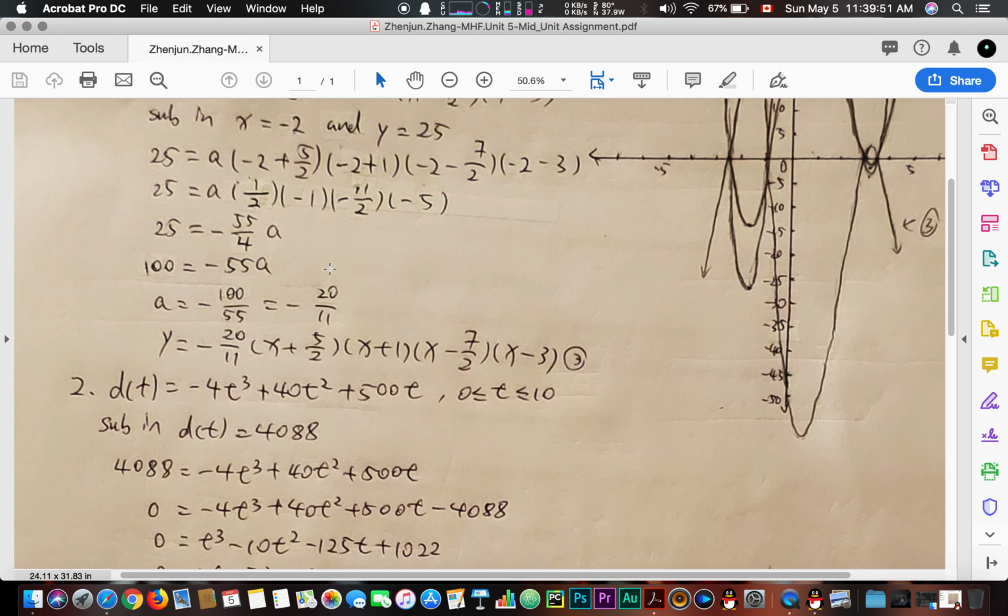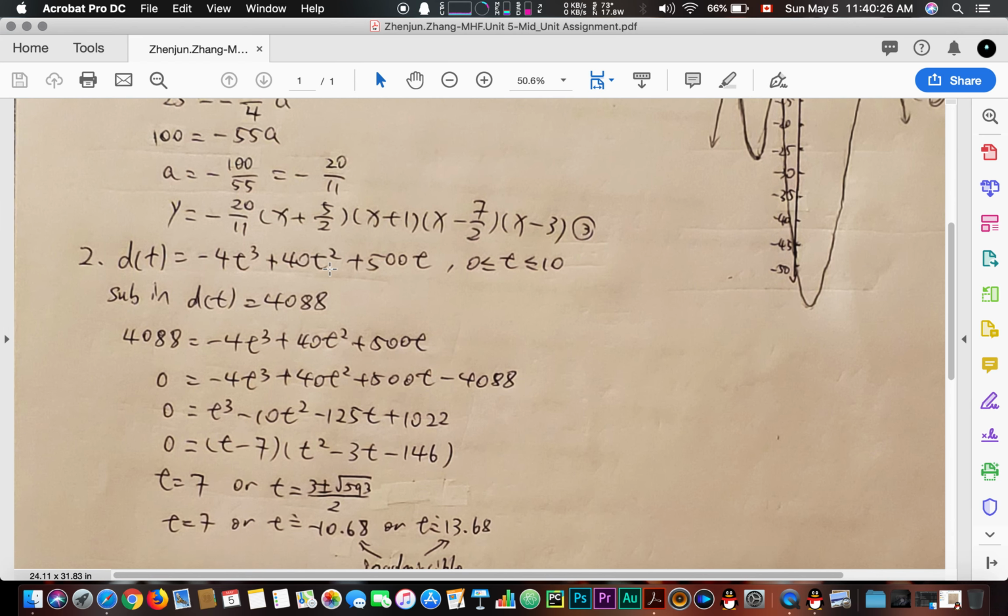And then for our question number 2, the distance d in kilometers traveled by a plane after t hours can be represented by d of t equals negative 4t to the power of 3 plus 40t squared plus 500t. And then we have a restriction here: t needs to be greater than or equal to 0 and smaller than or equal to 10. Well, because the time can't go backwards. No, it cannot.